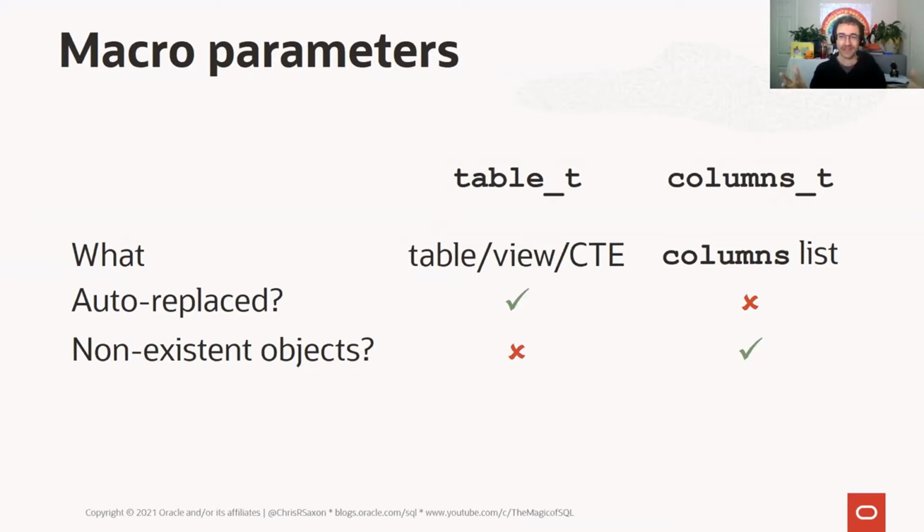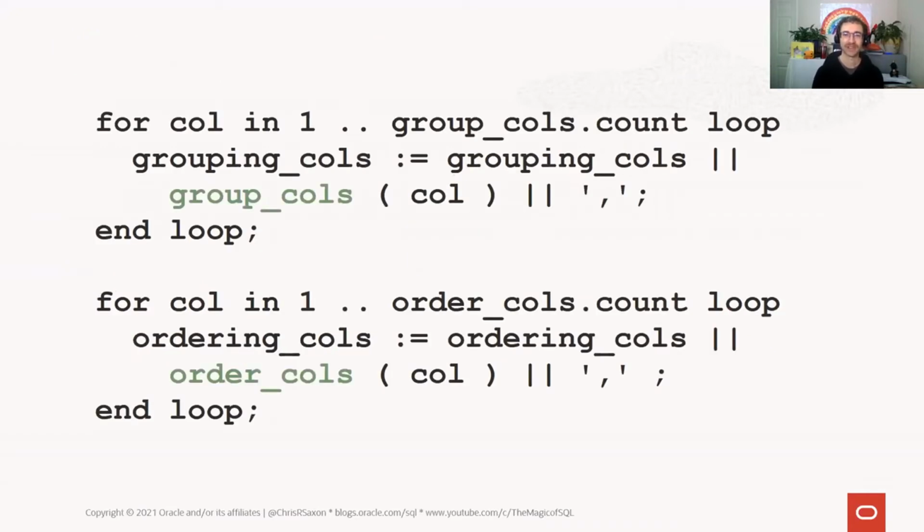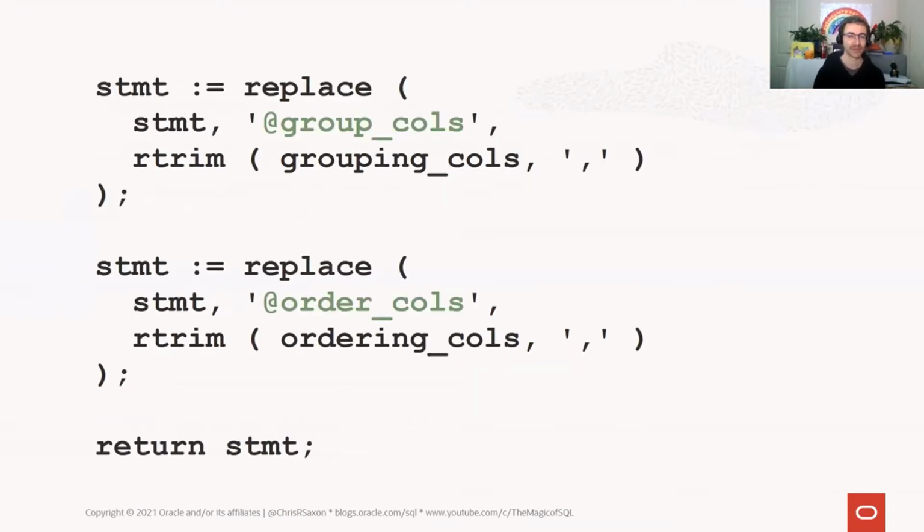So key thing here is tables are substituted automatically, columns aren't. So we actually need to do a bit more work in our macro. In this case, what I'm going to do is iterate through all those values. We've got an array of values, iterate through them, building up a string of the grouping and ordering columns. And then having done that, actually replace those placeholders in the final SQL statement. So again, I had to do this myself manually. The macro did not do it for us. Table parameters are handled automatically.